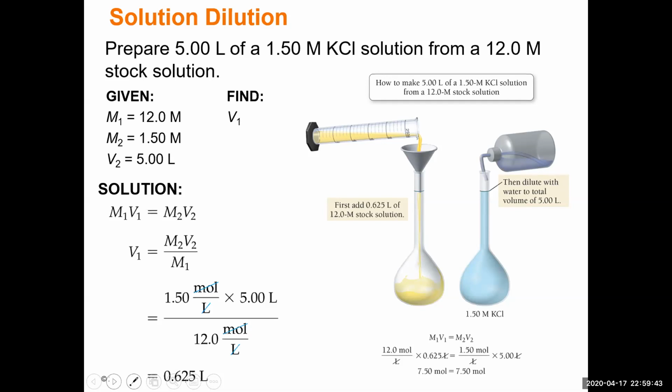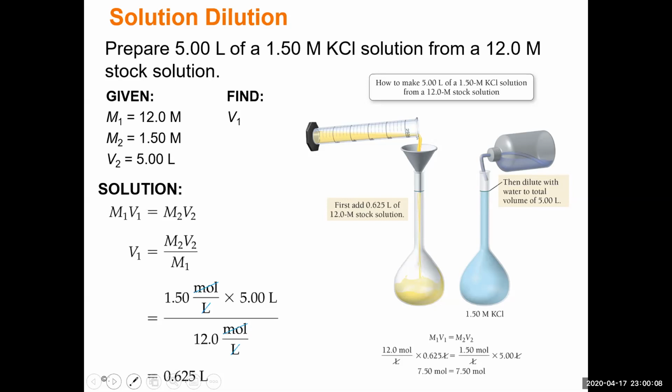Let's look at an example problem dealing with M1V1 equals M2V2, so solution dilution. Here we want to prepare 5 liters of a 1.50 molar KCl solution from a 12.0 molar stock solution of KCl.